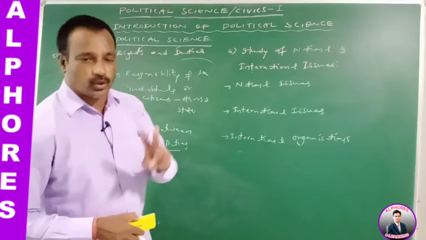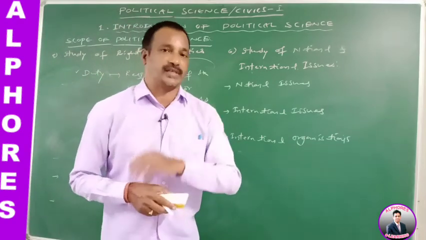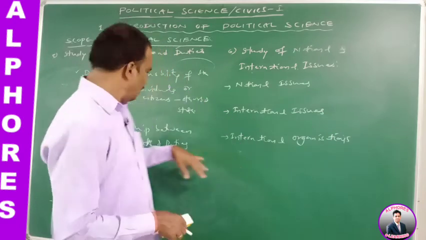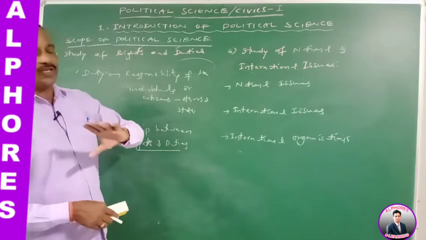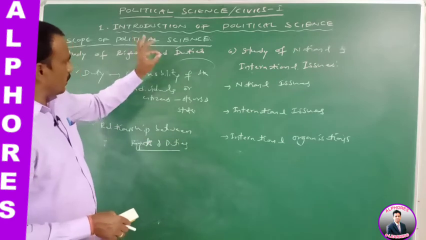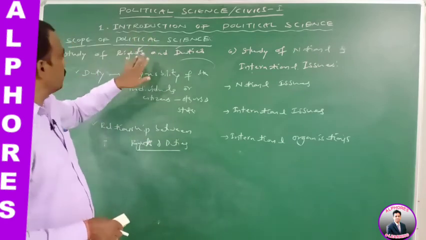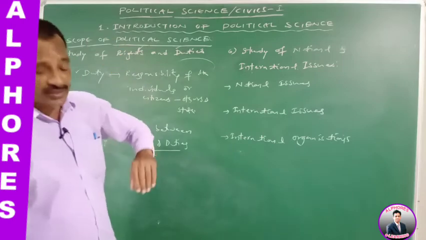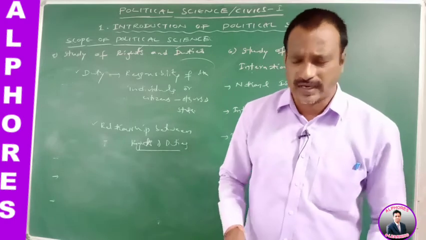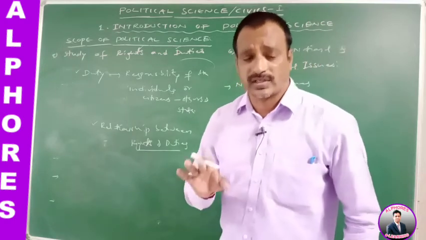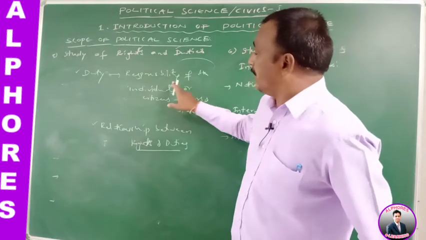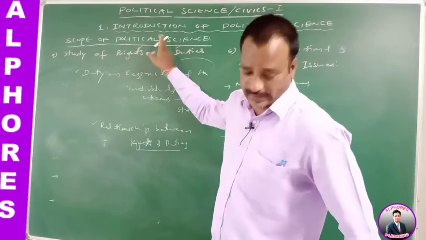Every coin has two sides. One is head, another one is tail. Without head or without tail, it is not considered as a coin. In the same way, without rights and without duties, there is no development of the individuals. Here I am going to explain about the essence of the rights and duties. Rights and duties are very essential for the all-round development of the individuals. So without rights and duties, there is no development of the individuals. So all these things are a part of the scope of political science.